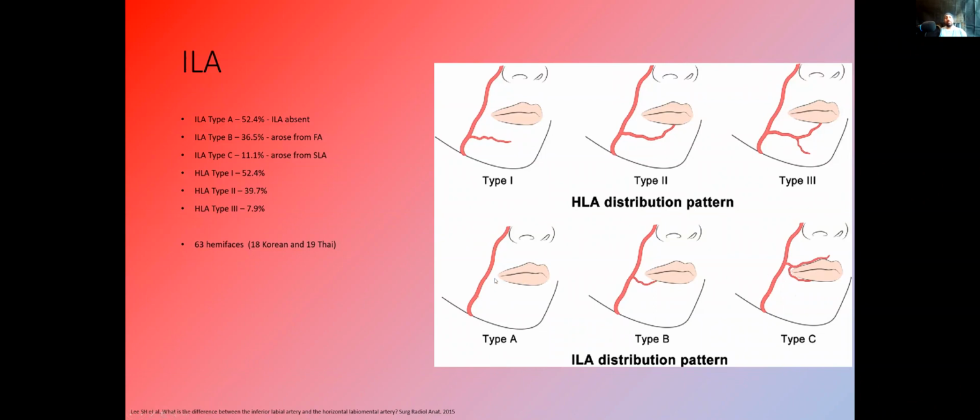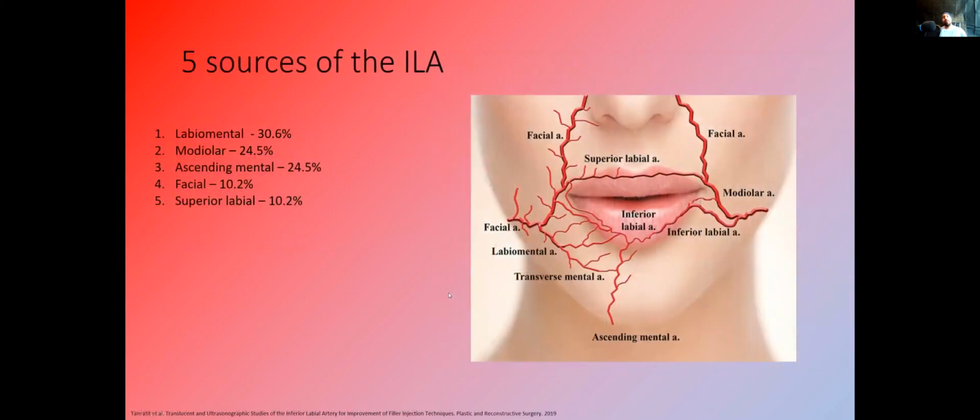So much variation, and they are quite prevalent. In the same study, they had 63 hemifaces, and it's quite surprising actually. Type A was the most prevalent. In just over half of their cases, 52% of the 63 faces, there was no inferior labii artery. Some very interesting facts there.